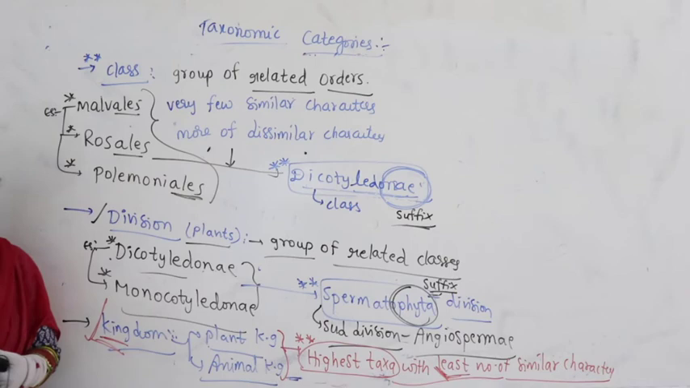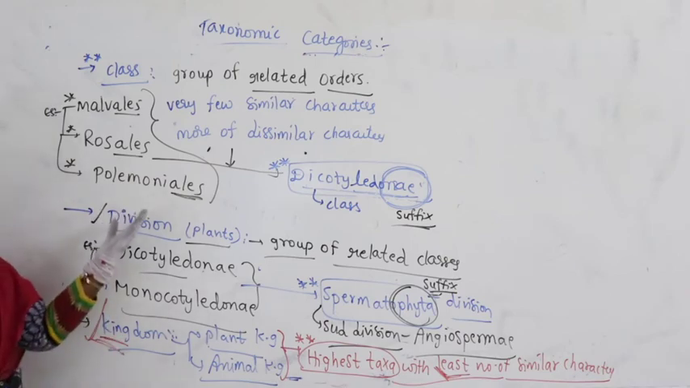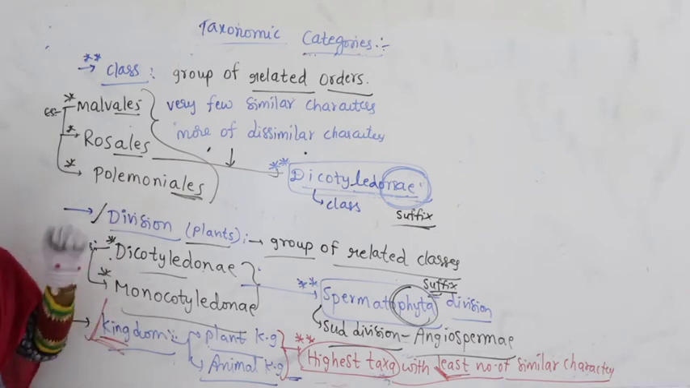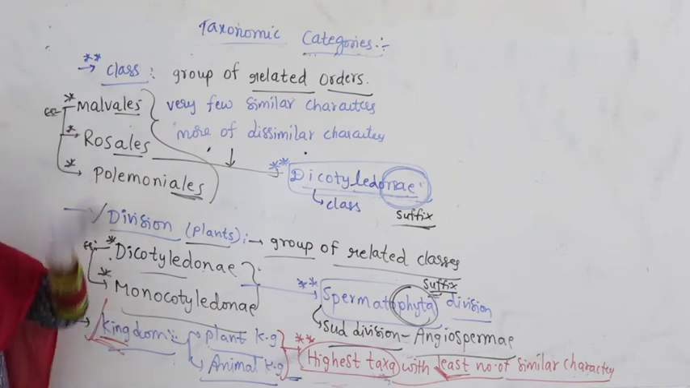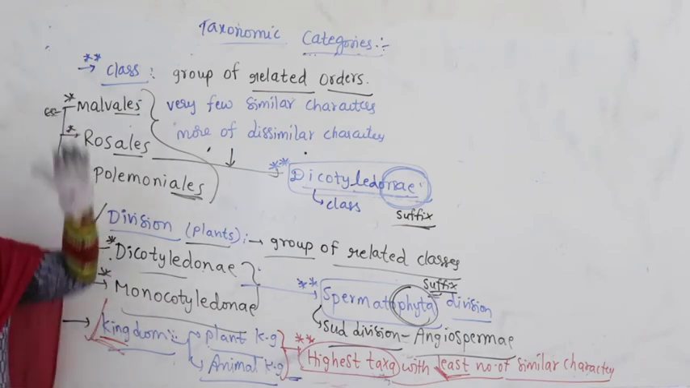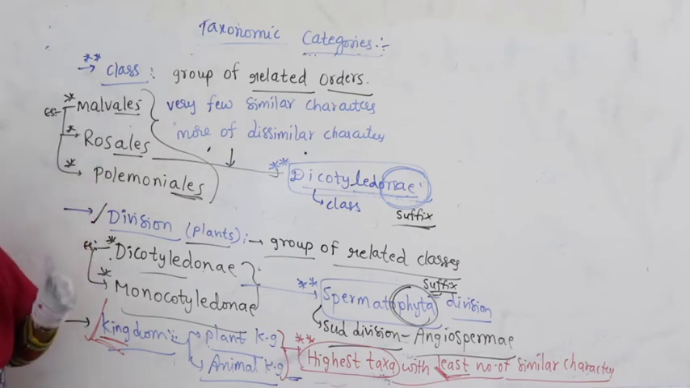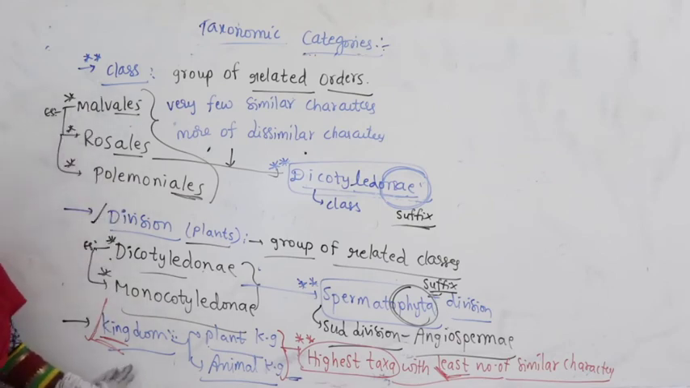As we move from species to kingdom, the number of similar characters decreases and the number of dissimilar characters increases, in ascending order. As we move from kingdom to species, what happens? The number of similar characters increases and the number of dissimilar characters decreases. So, according to the question, you have to remember the sequence of the taxonomic categories. Let us continue further.